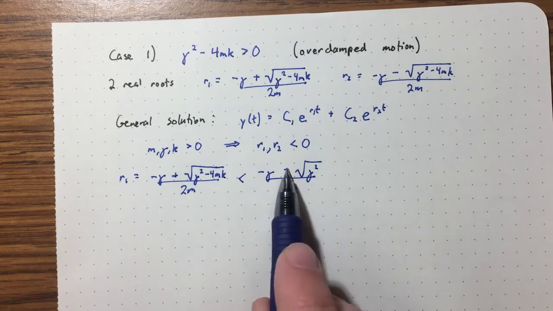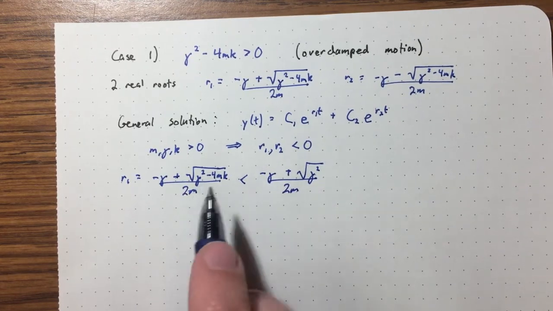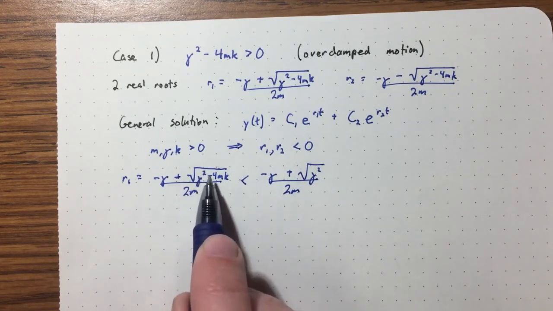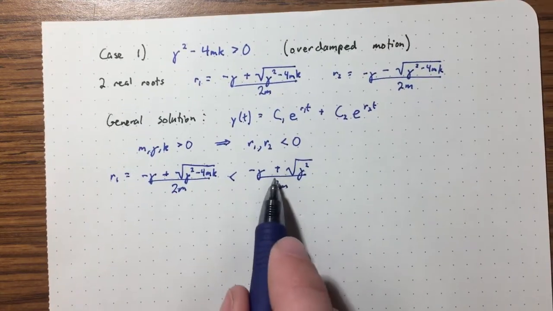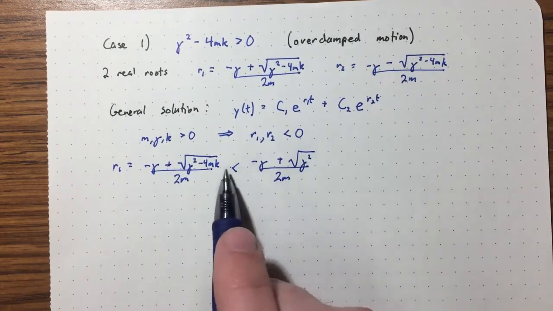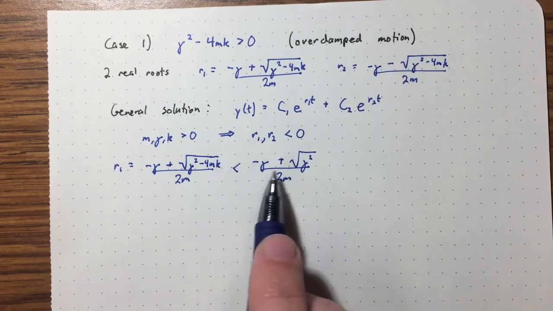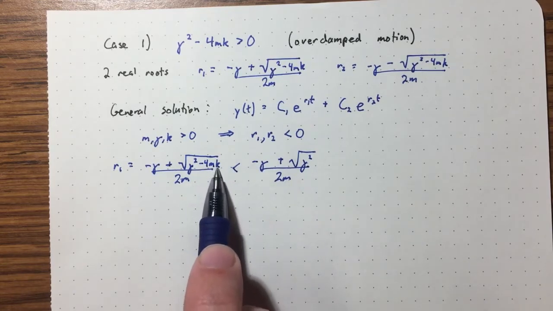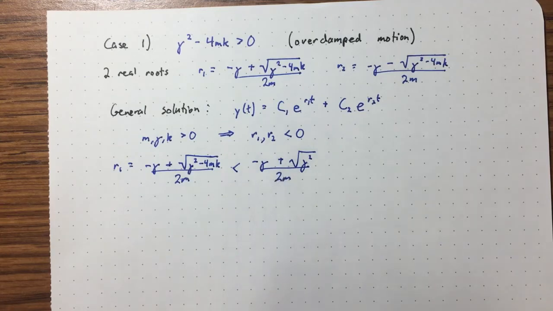Right, because this one I'm adding gamma squared. This one I'm adding gamma squared minus 4mk, something smaller, right? So this one is going to be larger, and it will be strictly larger, right? I'm not putting a less than or equals here, I'm putting just a less than. And that's because m and k are positive, right? So I'm definitely subtracting something here. This is definitely going to be smaller than this one here.